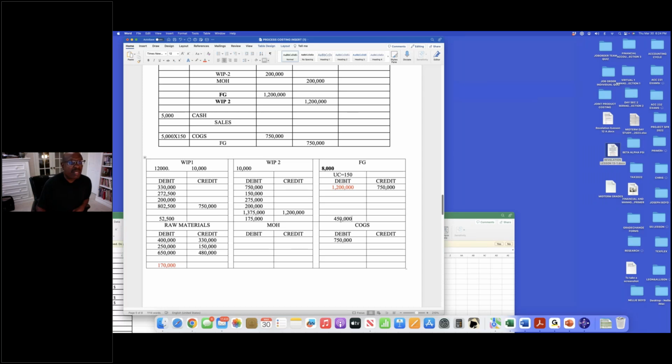So now we need a selling price. We said the selling price was going to be 4 times the unit cost. If the unit cost is 150, what's the selling price going to be? $600. We just simply multiply 150 by 4. And our total sales are going to be what? 3 million.